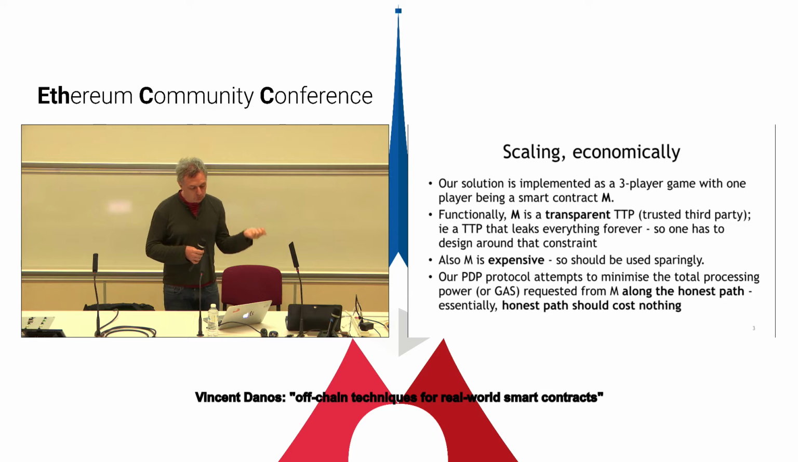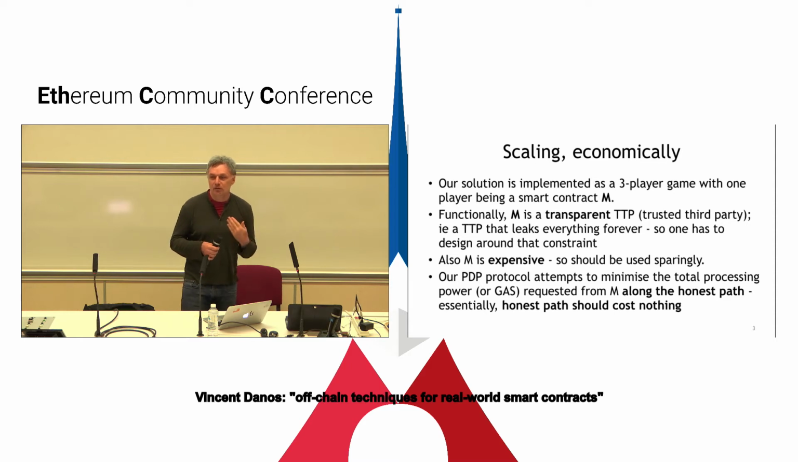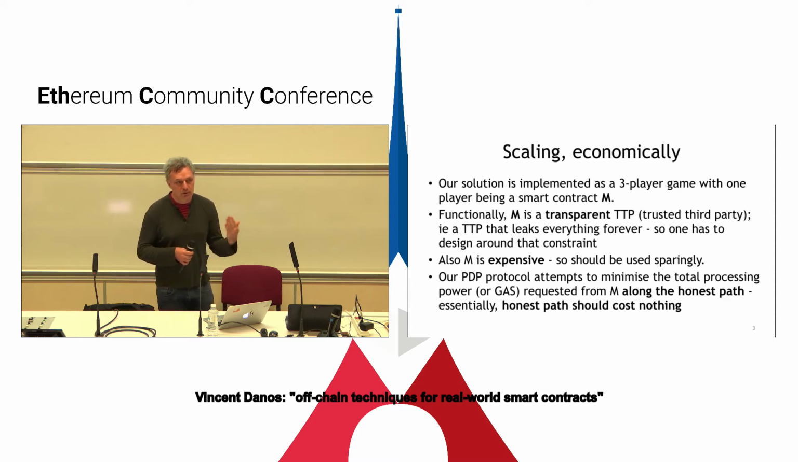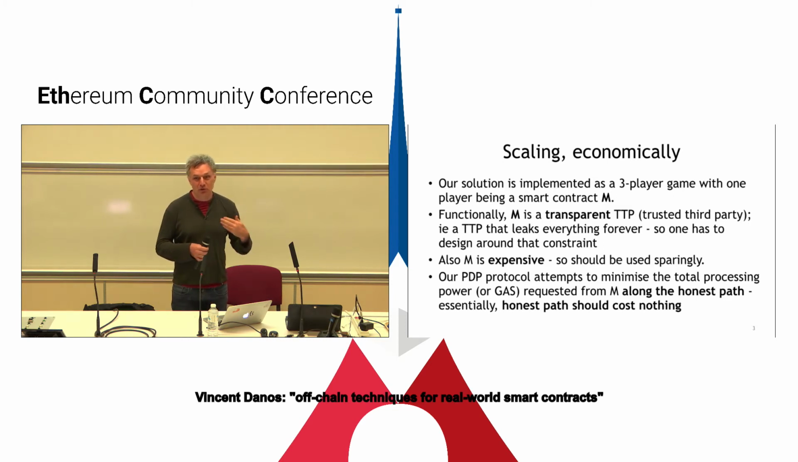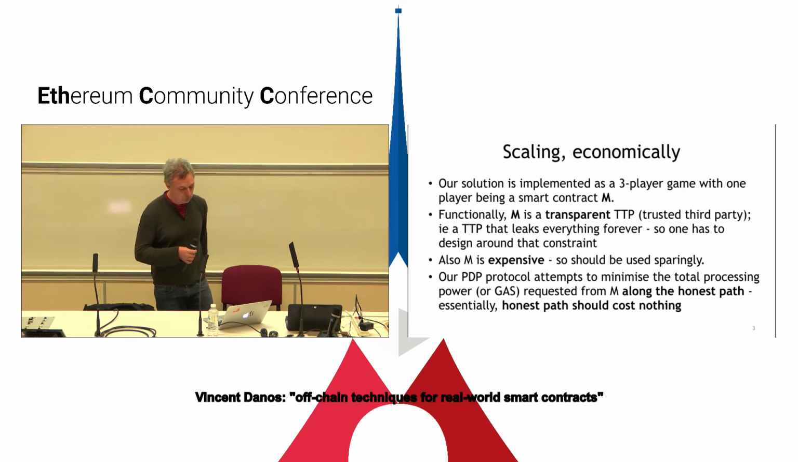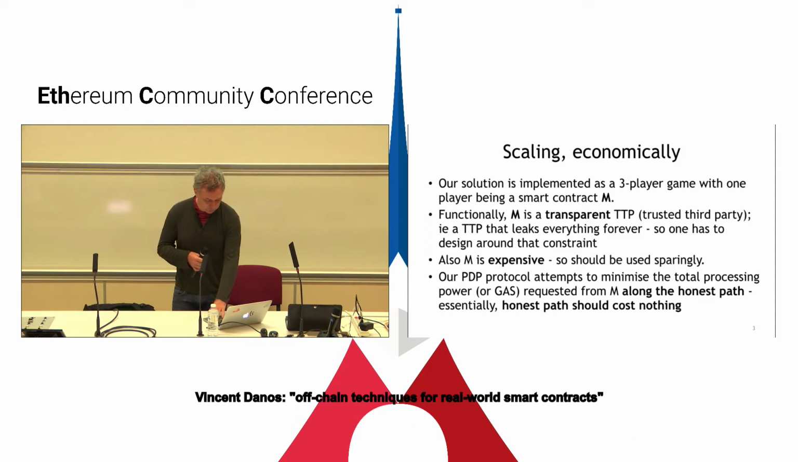So there are two constraints here. One is that the trusted third party is not any trusted third party, it's not very confidential, because you can see everything it does. So we have to design around this. So we have to be careful that, for example, the data is not written on the chain, because it would defeat the purpose, right? If it was made public, there would be no point to try to sell it anymore. And it's also expensive, like I said, so it should be used sparingly. So the idea is that the honest path of interaction should cost nothing.